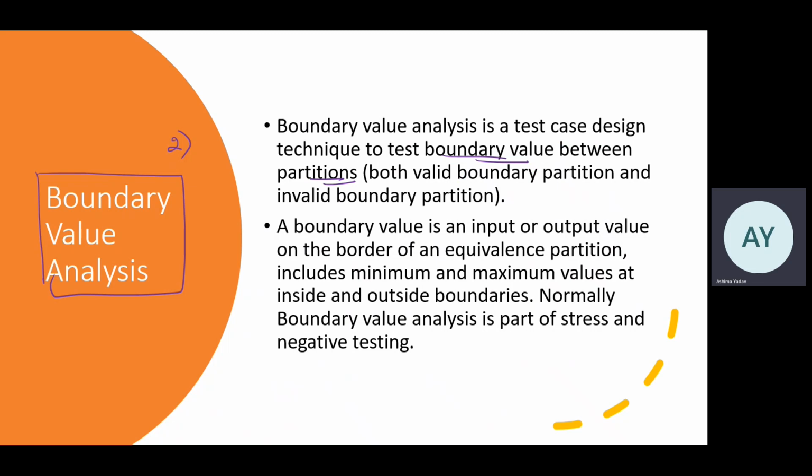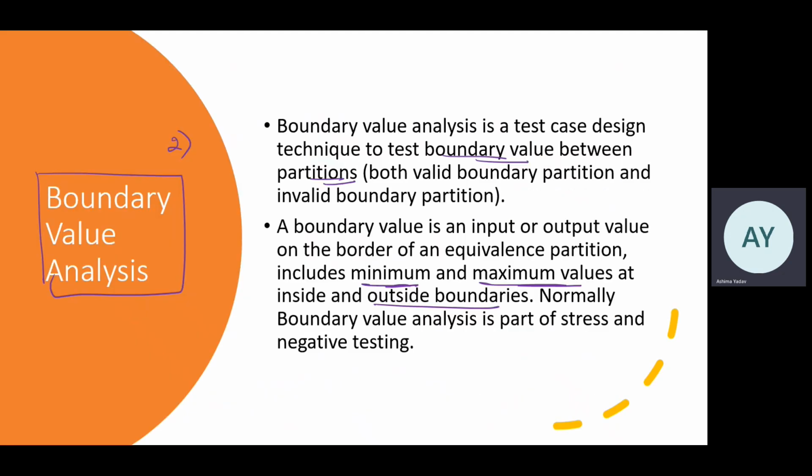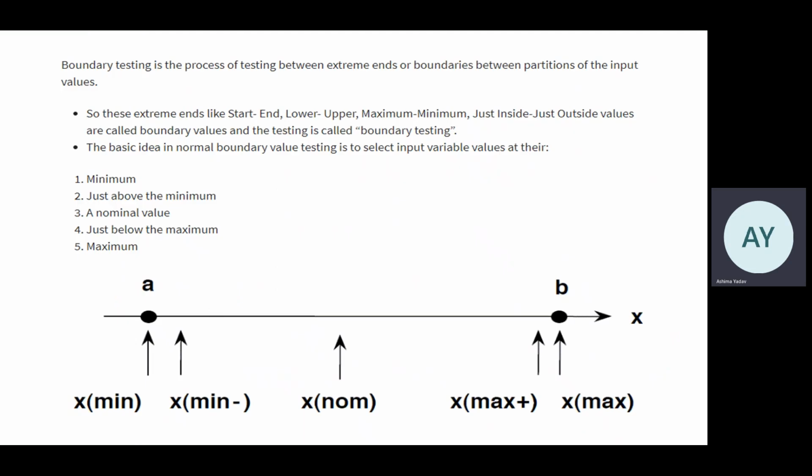So what exactly does boundary value say? A boundary value is an input or output value on the border of an equivalence partition, which includes minimum and maximum values at inside and outside boundaries. So what exactly does this mean? Boundary value analysis says let's check the software for the inputs that are lying under the boundary.